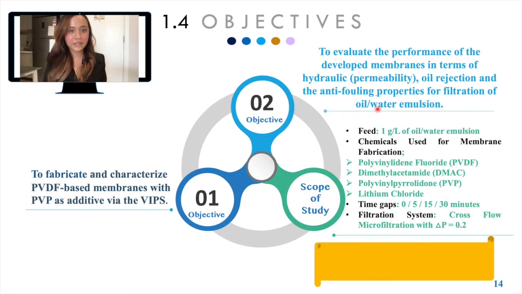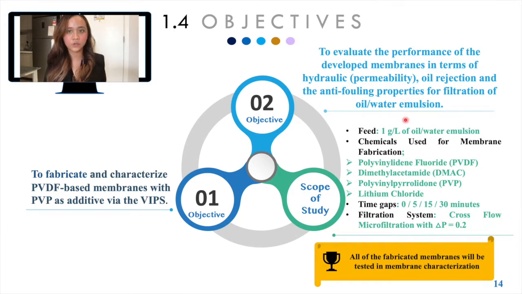For the scope of study, this research is directed towards the fabrication of PVDF membranes with hydrophilic pores, which are carried out by using the VIPS technique. This includes the development of 5 different types of membrane by utilizing 4 types of chemicals with time gaps of 0 minute, 5 minutes, 15 minutes, and 30 minutes. A plain PVDF membrane is also being fabricated as reference to other membranes.